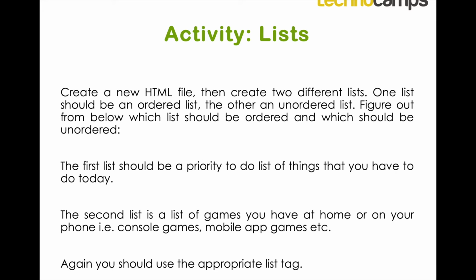Okay, so hopefully you were able to figure out that the ordered list should be this to-do list, where it is ordered in terms of priority of the things that you have to do today. And the second list, which is an unordered list, is the list of games. There's no need for your list of games to be in order. All you are doing is listing what games you have.